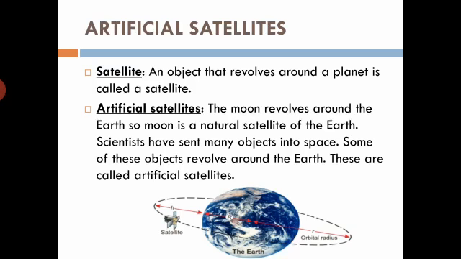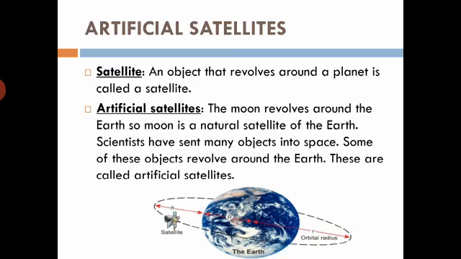Then what are the artificial satellites? Scientists have sent many objects into space. Some of these objects revolve around the Earth. These are called artificial satellites. They are used for communication purposes, for telecommunication, like we have internet. These all are due to the satellite. For weather forecasting they are used. Similarly, every purpose that we can use through the internet can be helpful with the help of artificial satellite.